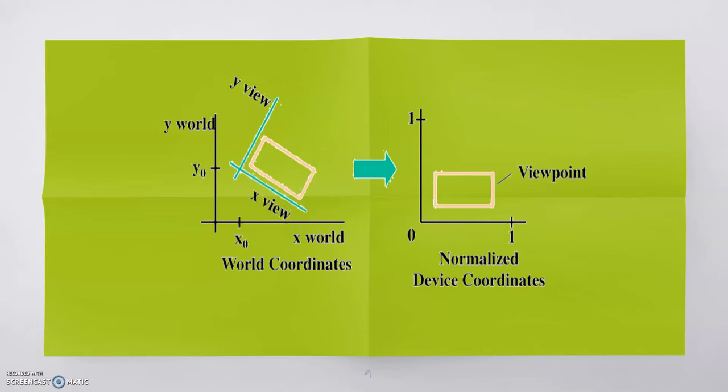By changing the position of the viewport, we can view objects at different positions on the display area.